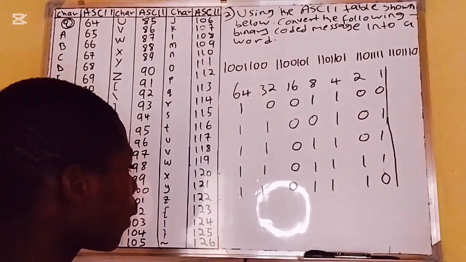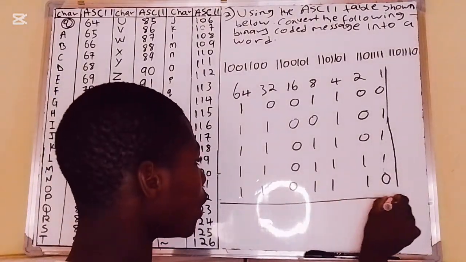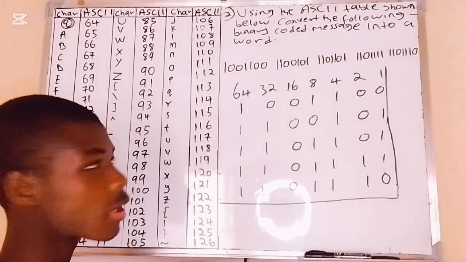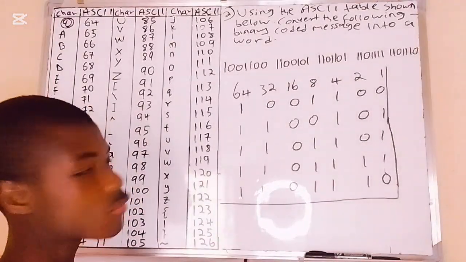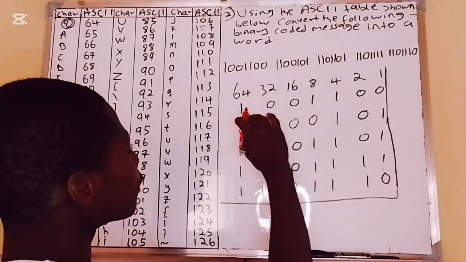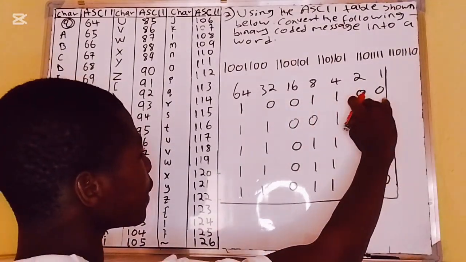So what are we going to make? Let's work it out and see. Feel free to pause the video so that you can try it. This is a practice problem. So therefore, how can we first find the decimal of this first binary?